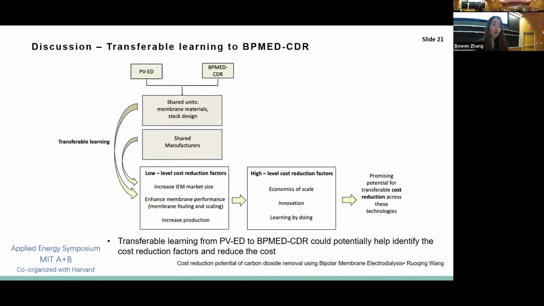For example, if we can increase the ion exchange membrane market size, it's very feasible to benefit both systems, and that can be attributed to economies of scale. Also, membrane fouling and scaling is a major limitation to the scale-up of both systems. So if the membrane performance can be enhanced, it's feasible in the future to reduce the cost because of innovation. And if we can increase the production of the components of the two systems, through learning by doing, you gain experience and the cost will be reduced.